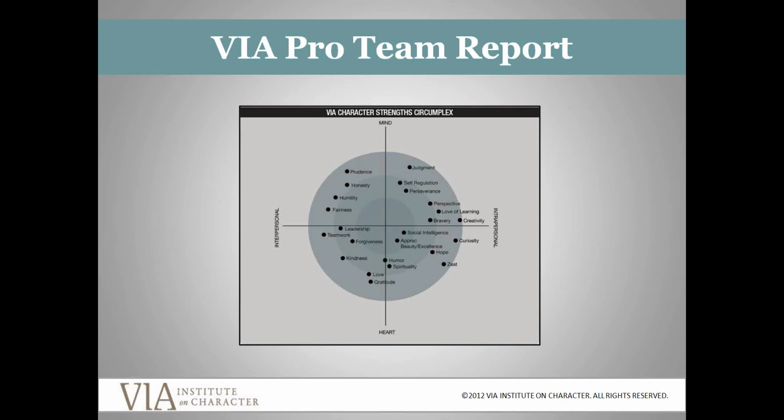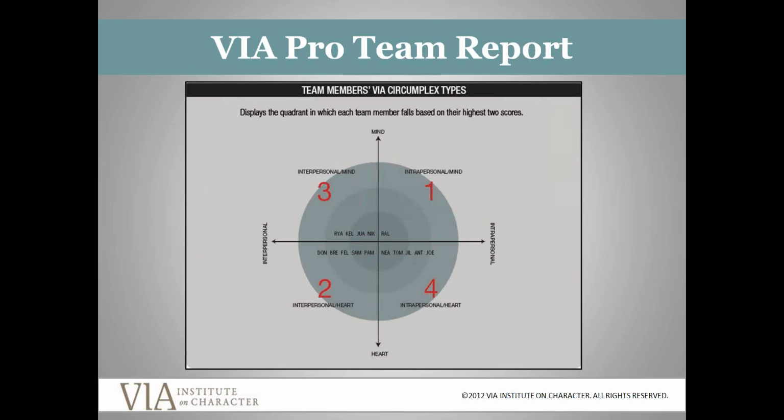This next display on page 13 of the report shows which quadrants each of the team members fall into. You can see the team balances across these four quadrants, and you can see how that does and which people fall where. For example, these four team members fall into the interpersonal mind quadrant.